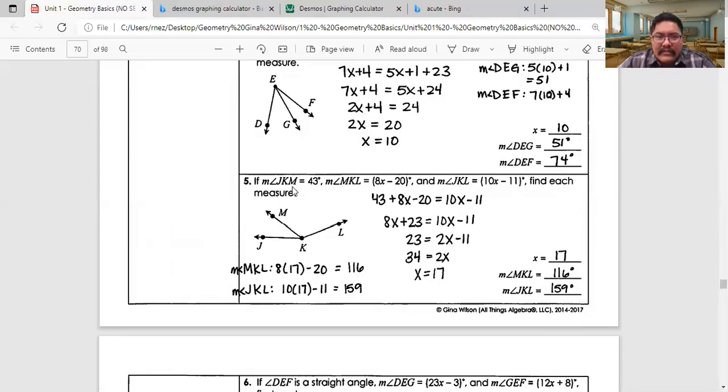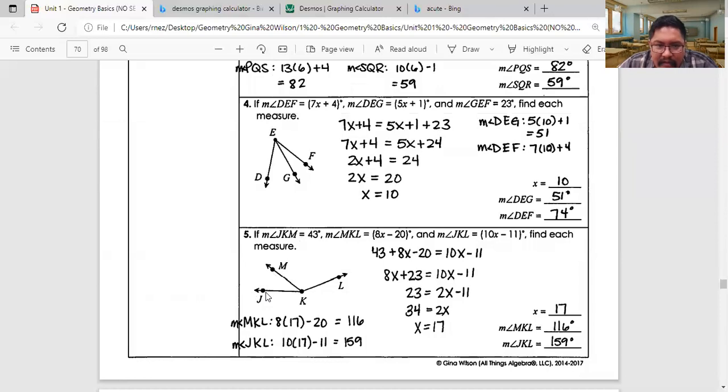And let's see, if measure JKM is 43, so JKM, that's this one right here. This is 43. And then MKL is this expression, 8x minus 20. Measure of JKL, so that's the whole thing, is 10x minus 11.